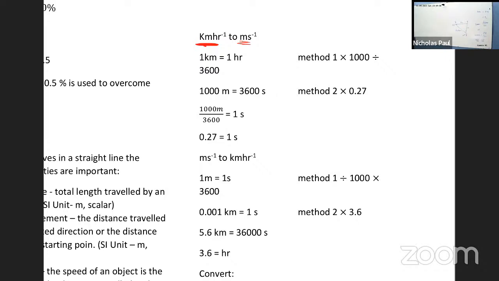All right, so it's real simple. All you have to do is multiply by 1,000 and then divide by 3,600. Right, so watch it here. For the shortcut, multiply by 0.27. So kilometers per hour to meters per second, write it down, multiply by 0.27, and meters per second to kilometers per hour, multiply by 3.6.